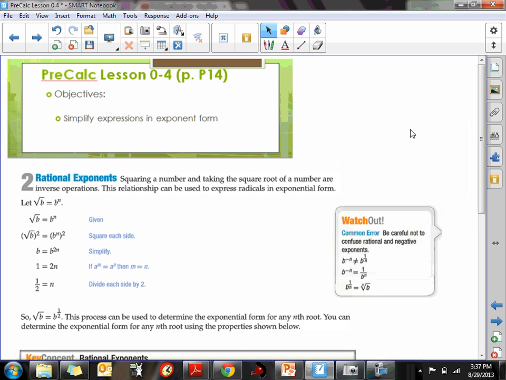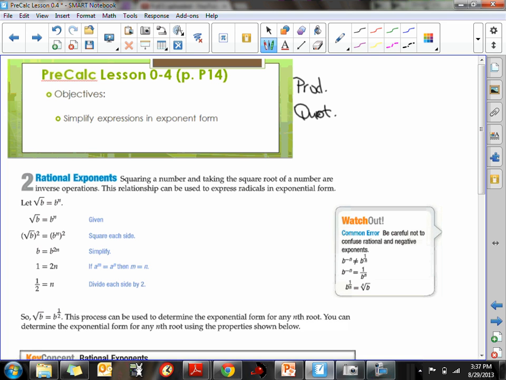The final skill in lesson 0-4 is being able to simplify expressions in exponent form. So now we're going to talk about how we turn radicals into exponents, which are much more friendly and easier to work with. But that means you also have to know your exponent rules: your product rule, your quotient rule, and your power rule.